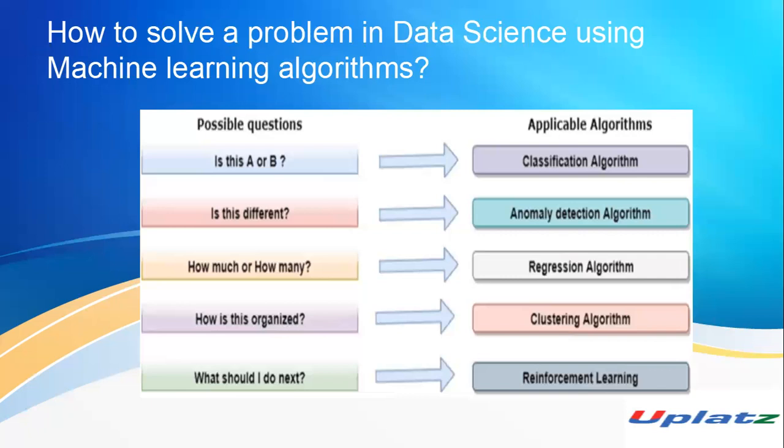The next question, is this different? So we can refer to this type of question which belongs to various patterns, and we need to find odd from them. Such type of problems can be solved using anomaly detection algorithms. So the anomaly means which is deviating from a common pattern.